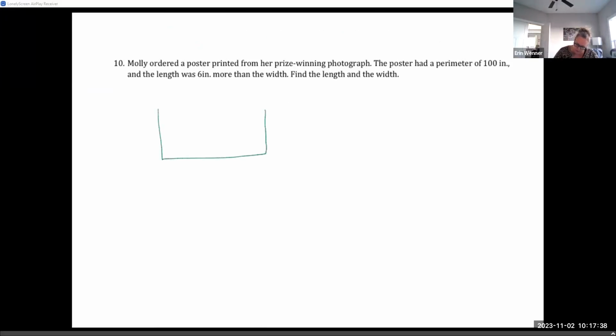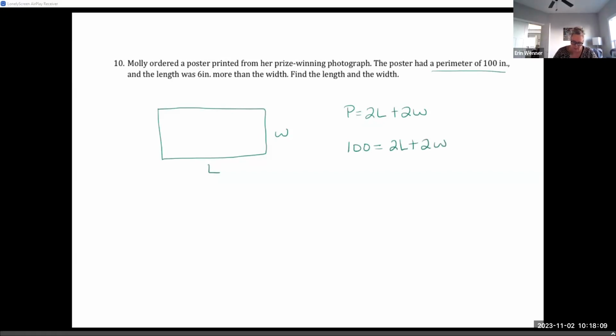So rectangles have lengths and they have widths. When we think about the perimeter, that is the distance around it. So the perimeter is equal to 2 of the lengths plus 2 of the widths. Now we know that the poster has a perimeter of 100 inches because it tells us that. So we can replace that P with 100. So far, we have one relationship here: 100 equals 2L plus 2W.